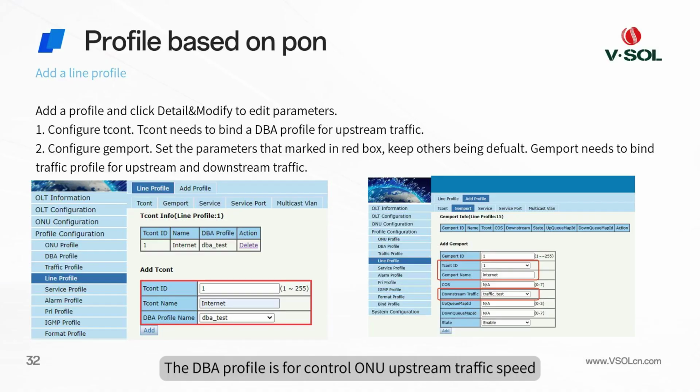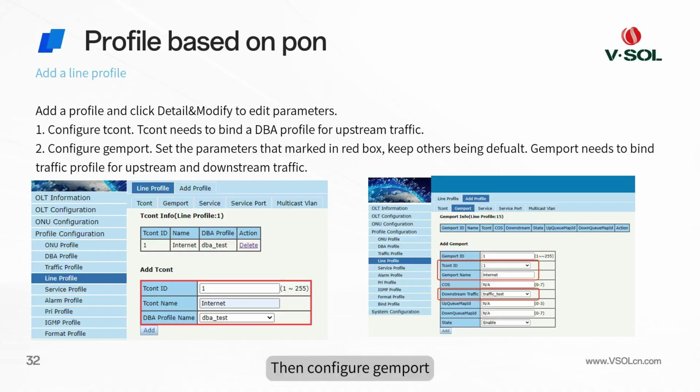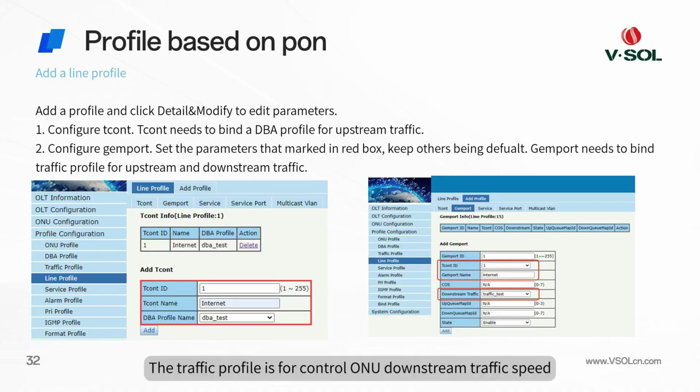Then configure gemport. You can set the parameters marked in the red box. Others you can keep as default. For gemport, you need to bind the traffic profile. The traffic profile is for controlling ONU downstream traffic speed.